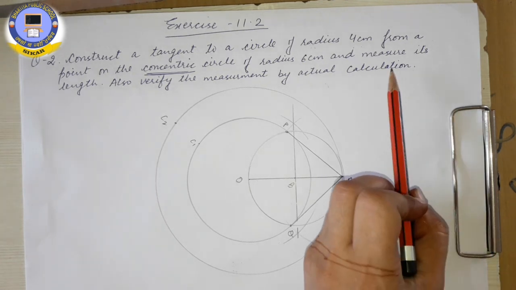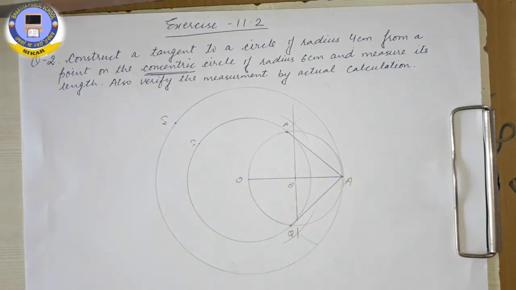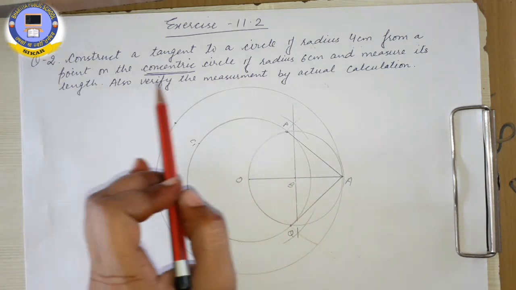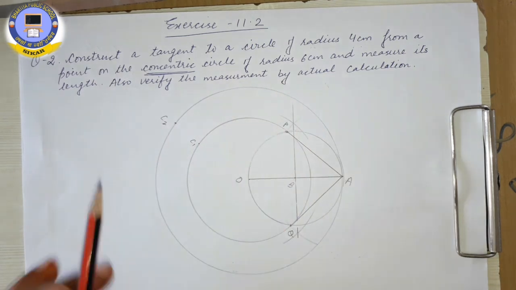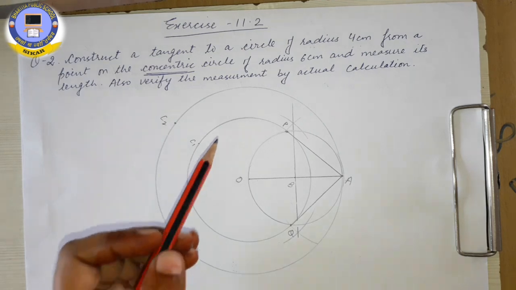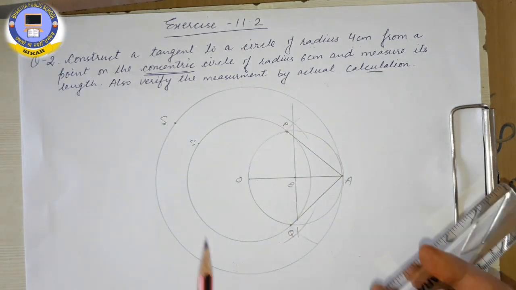Now what they are asking: measure its length. You have to measure both the tangents, first thing. Secondly, they are saying also verify the measurement by actual calculation. First of all we have to measure them. After that you also have to verify by actual calculation. So first of all we will measure them.